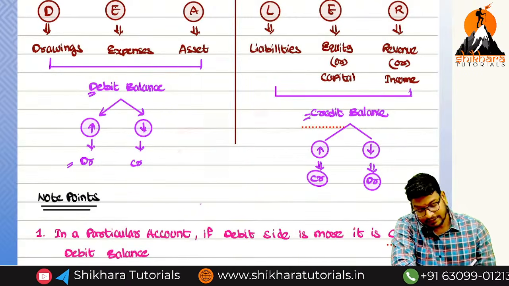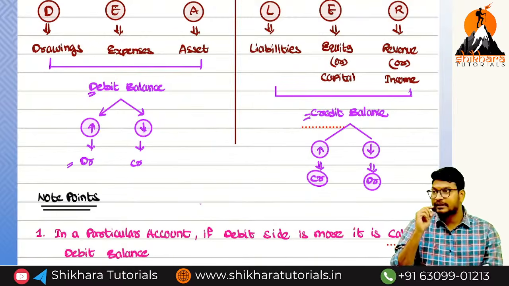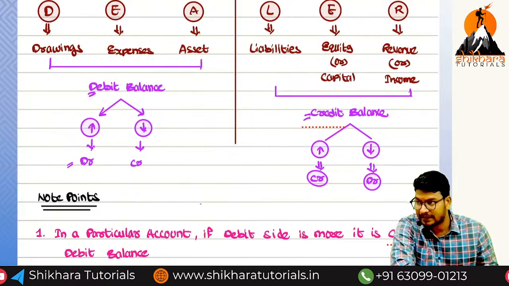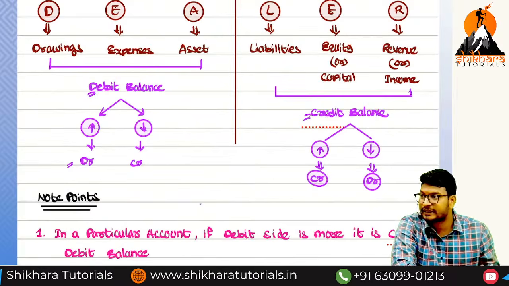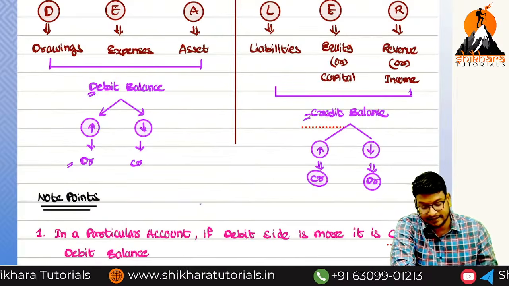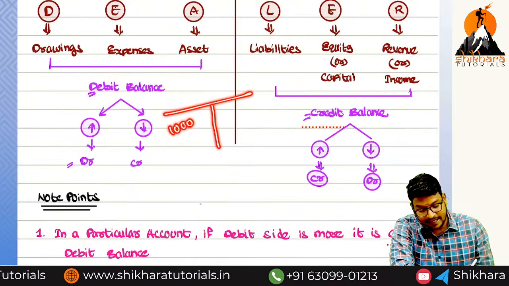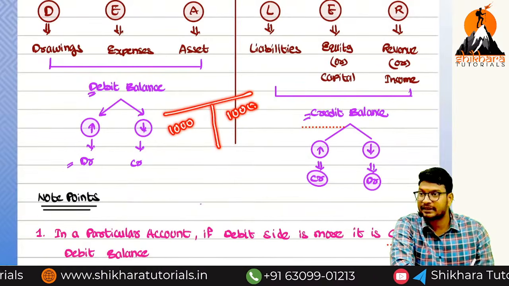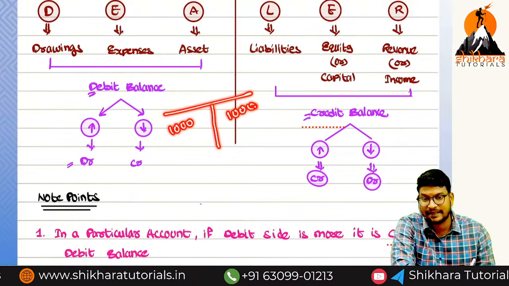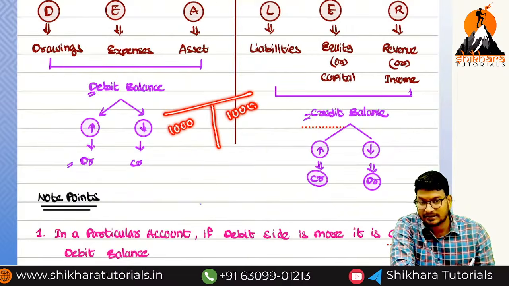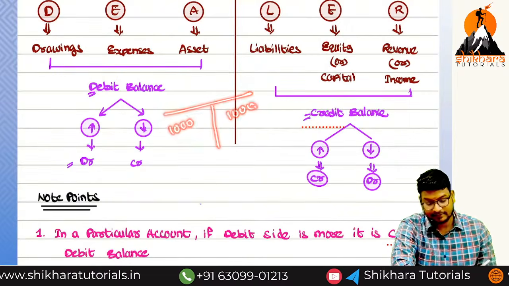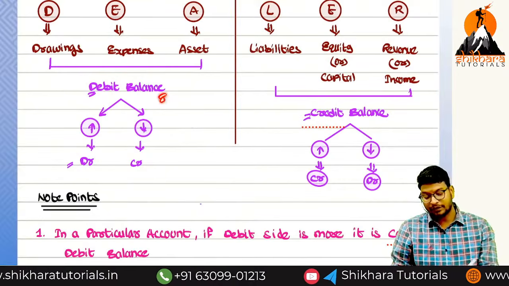So in a particular account, if debit is more, that account is called a debit balance. In the same way, if the credit side is more, it is called a credit balance. But if in a particular account both sides have the same amount, this account shows a zero balance, neither a debit balance nor a credit balance. So we have to remember this rule.